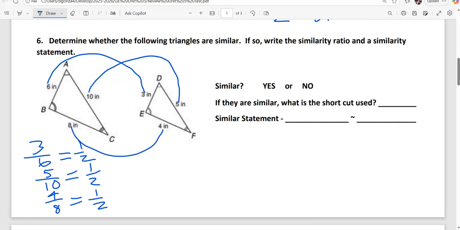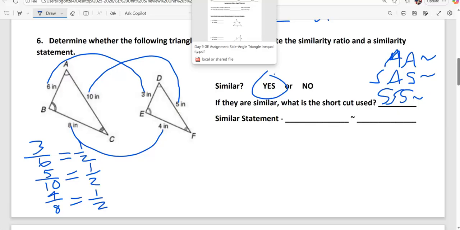So looking at that, are they similar? Yes. Okay. Now, what shortcut is used? Since I have 3 proportional sides, I could say side, side, side similarity. But looking at the angles, they are all congruent too, so technically angle, angle could have been used. Side angle side similarity could have been used. Those are the three options, and we want to make a similarity statement.